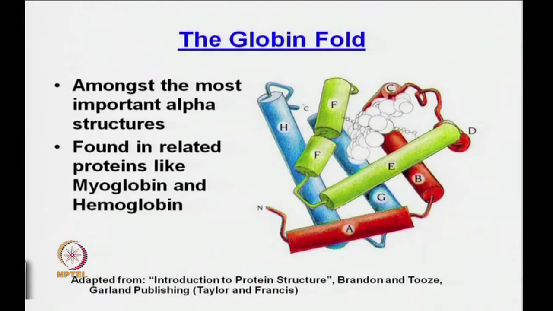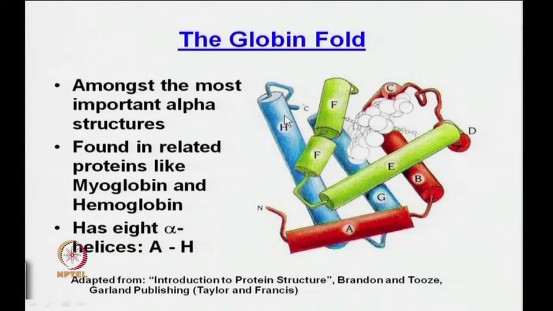Then these are found in related proteins like myoglobin and hemoglobin, I just said, and there are 8 alpha helices, A to H. So, you can see A, B, then if you follow C, then it is D, right, then E, F, then G, then H. Okay. So, this is F, then you see a G out here, then you can see H out here.